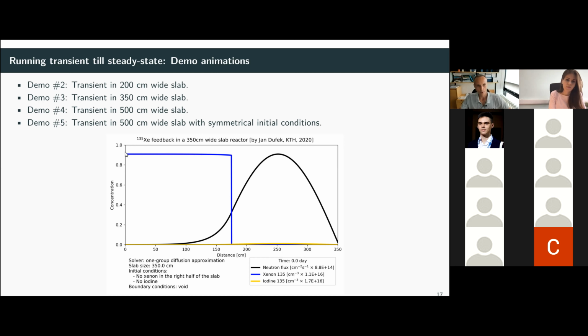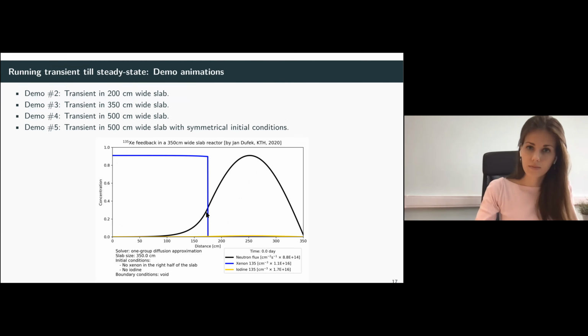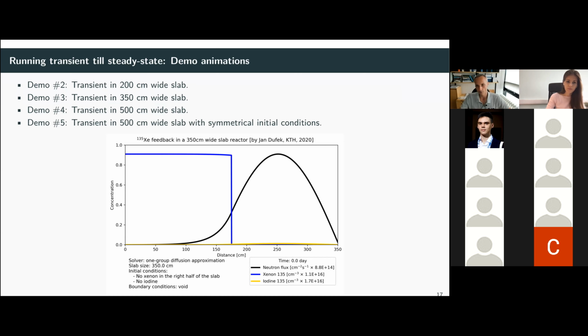So when you start with this asymmetrical distribution of xenon in your system, you basically load the left part of the reactor with lots of xenon. If you calculate the neutron flux in such a system, naturally, the flux will be primarily present in the right part of the reactor, right? So let me play these animations here.